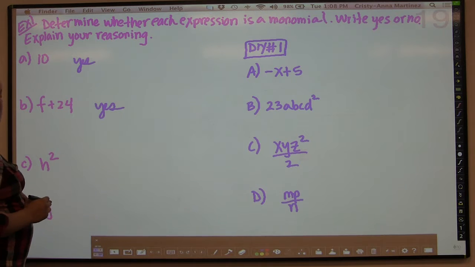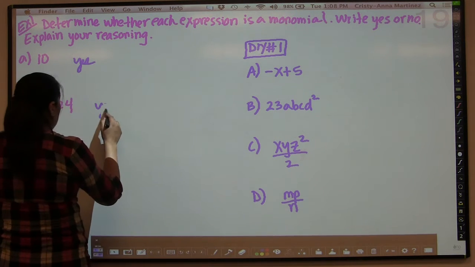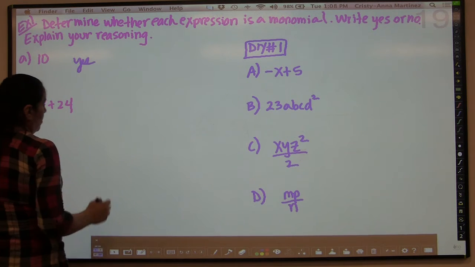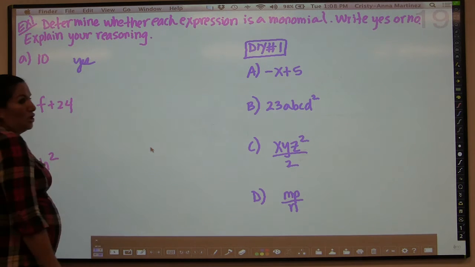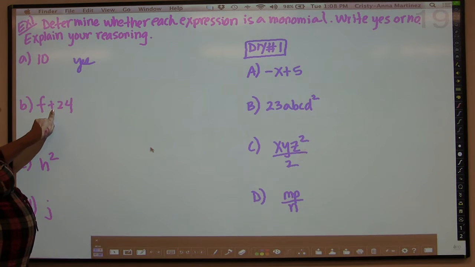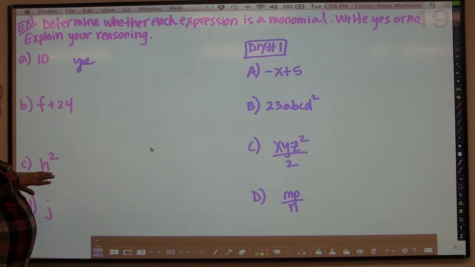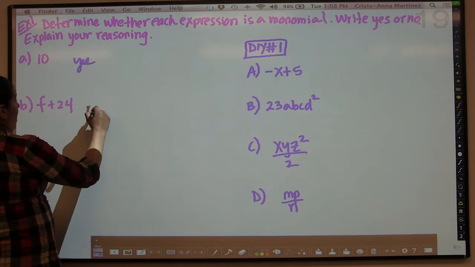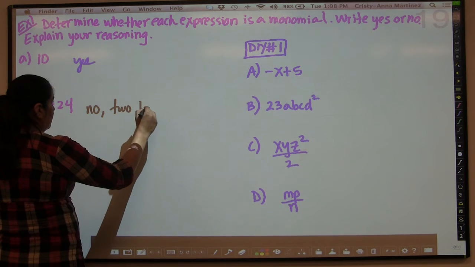B is a polynomial, but it's not a monomial. They want to know if it's a monomial. A monomial means it can only have one term. And terms are separated by addition or subtraction. So we have an addition symbol here. So this is actually two separate terms. This is not a monomial. So that would be no, because it has two terms, not one.